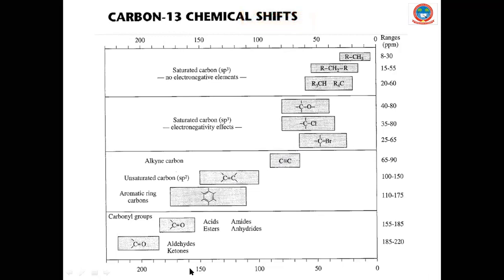Iske baad mein sab sp2 carbon milte hai. Ye sp3 hybridized carbon hai, kahan tak? 80 tak. And our 65 range, thoda overlapping ho raha hai isme. And in this very small range, that is 65 to 90, that is for sp hybridized carbon. And after that, you will find all sp2 hybridized carbon.